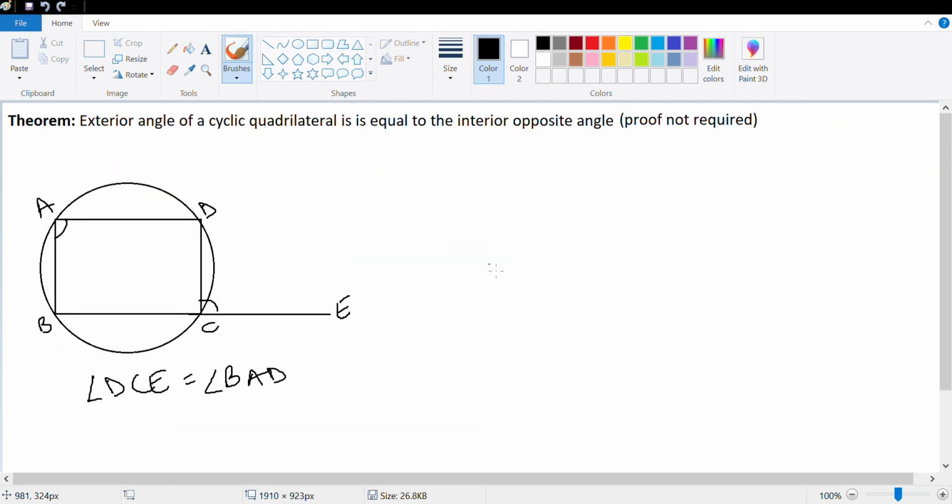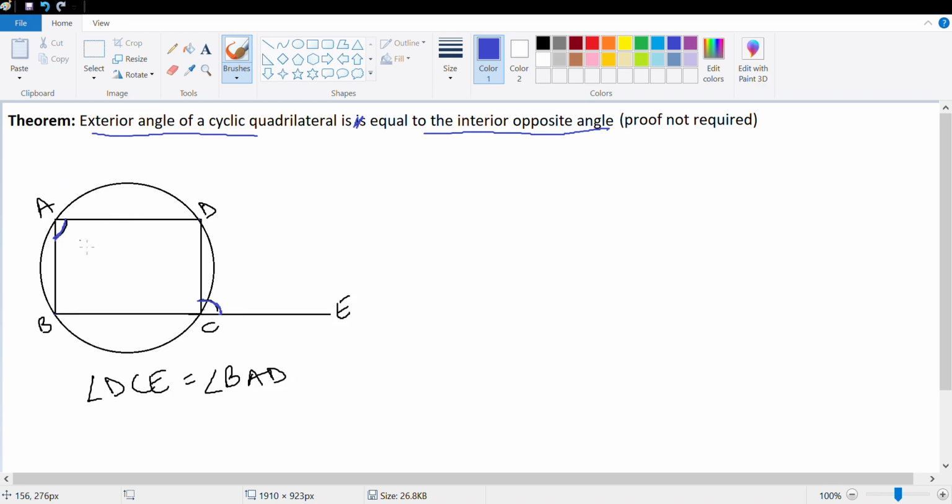This is the last property that we do, and after that we can solve some questions. This property says the exterior angle of a cyclic quadrilateral is equal to the interior opposite angle. Proof for this is not required. In any case, even if this is required, it's very simple. So what we have is angle BAD, which is this angle, is equal to the exterior angle. This is only for a cyclic quadrilateral, which means all vertices should touch the circumference of this circle. So this is basically it.